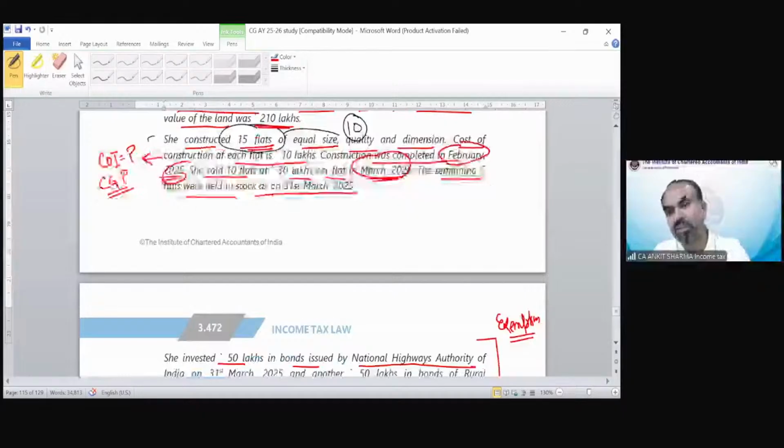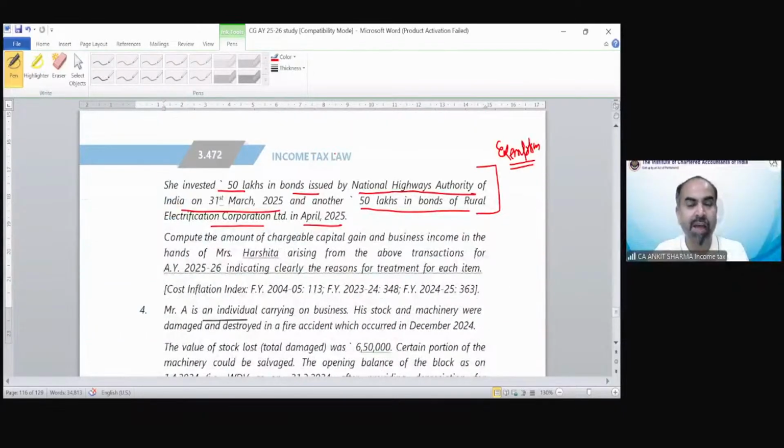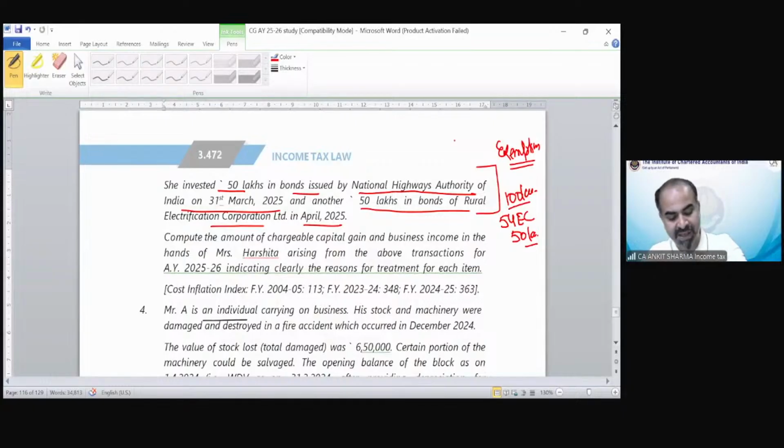So within 6 months from the date of transfer, you have to purchase, and she has invested 100 lakh rupees in this case. But as per section 54EC, we can claim a maximum of 50 lakh rupees exemption. So we can only exempt 50 lakh rupees, and the remaining 18 lakh and 14,000 is going to be taxed as your long-term capital gain under the Capital Gain head. The balance is going to be your PGBP income.